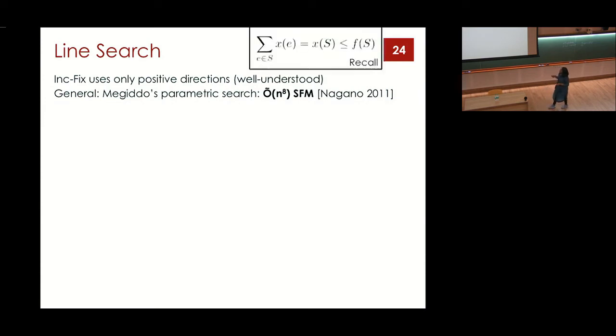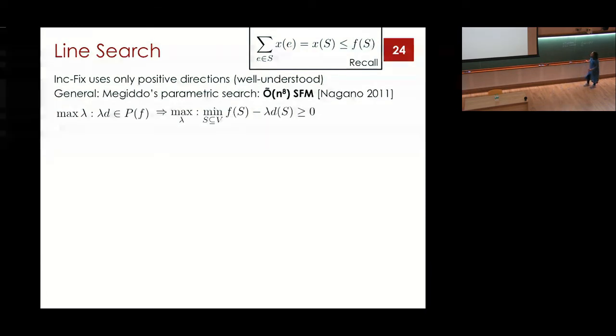So we thought about this problem from scratch and thought, okay, these were the constraints of my submodular polytope, and I just want to find lambda. I want to maximize lambda such that lambda d is in the submodular polytope. So without loss of generality, I can search from zero instead of from an arbitrary point. And rewriting this expression, I get the maximization of lambda such that the min of f(S) minus lambda d(S), which is just the feasibility, has to be greater than or equal to zero. So a little notation here: I'm denoting this sum as x(S).